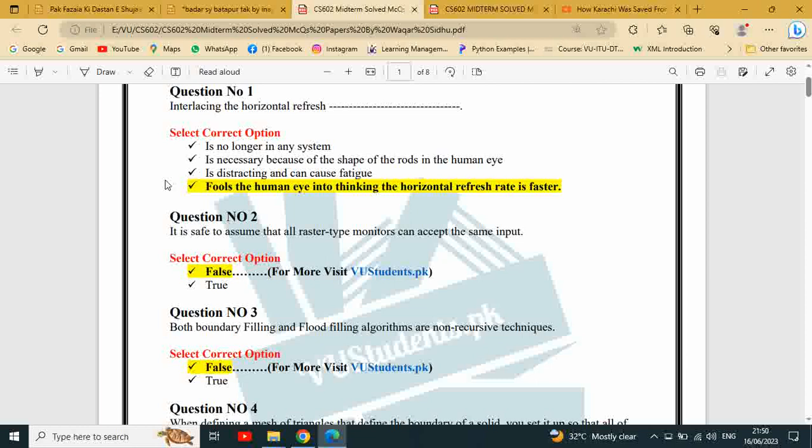Number 1 question: Interlacing the horizontal refresh dash fools the human eye into thinking the horizontal refresh rate is faster. Number 2 question: It is safe to assume that all raster type monitors can accept the same input. False.